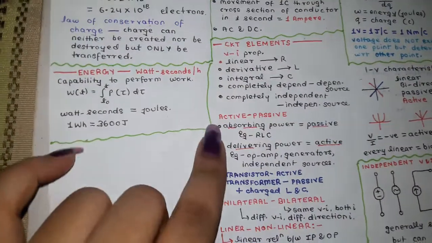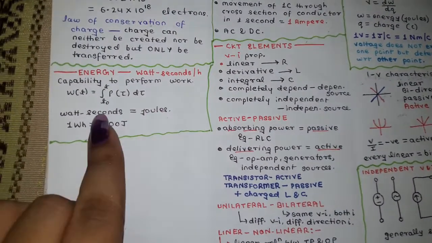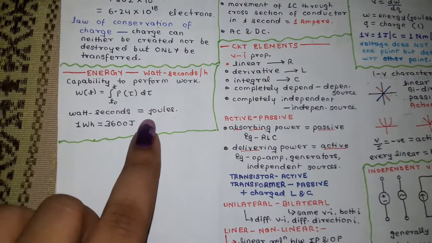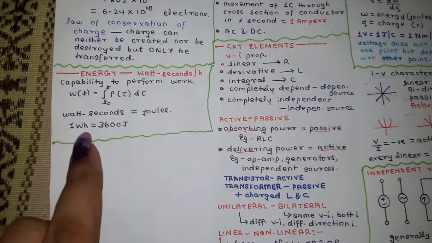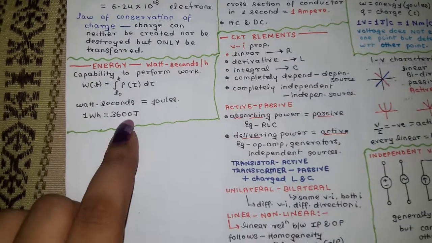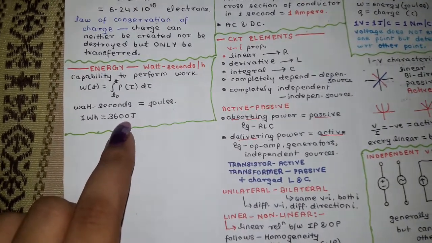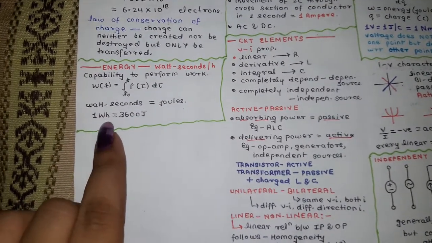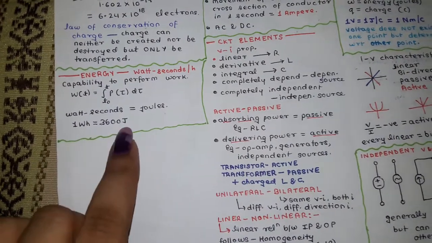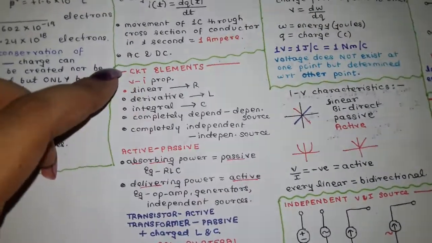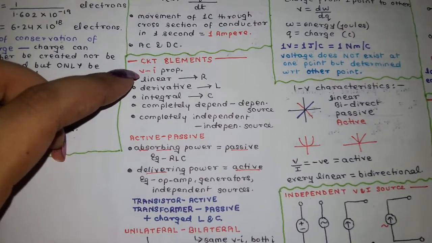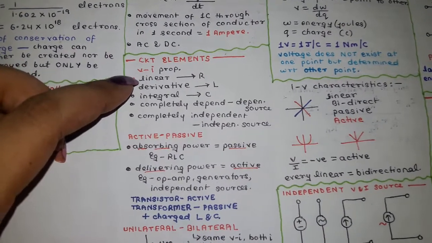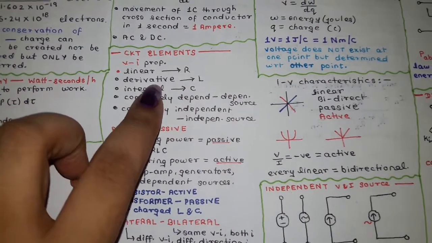And then we have energy, watt second, and this watt second is also known as joules. It has been asked in previous papers. And 1 watt hour, sometimes they tend to ask questions not in watt hours or kilowatt hours, but rather in joules, so you need to have some relations in mind as well. Then we have circuit elements as per voltage and current proportionality, that is linear, its resistance and derivative relations.